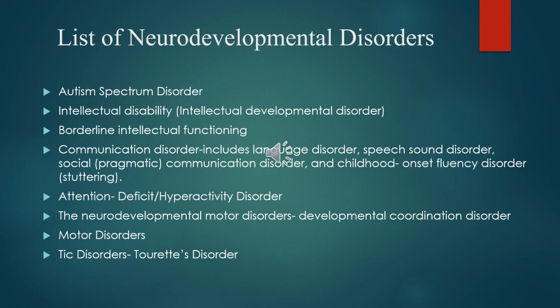Here is a list of neurodevelopmental disorders: autism spectrum disorder, intellectual disability or intellectual developmental disorder, borderline intellectual functioning, communication disorder, which includes language disorder, speech sound disorder, social communication disorder, and childhood onset fluency disorder, attention deficit hyperactivity disorder, the neurodevelopmental motor disorders, developmental coordination disorder, motor disorders, and also tic disorders, which we know as Tourette's disorder.